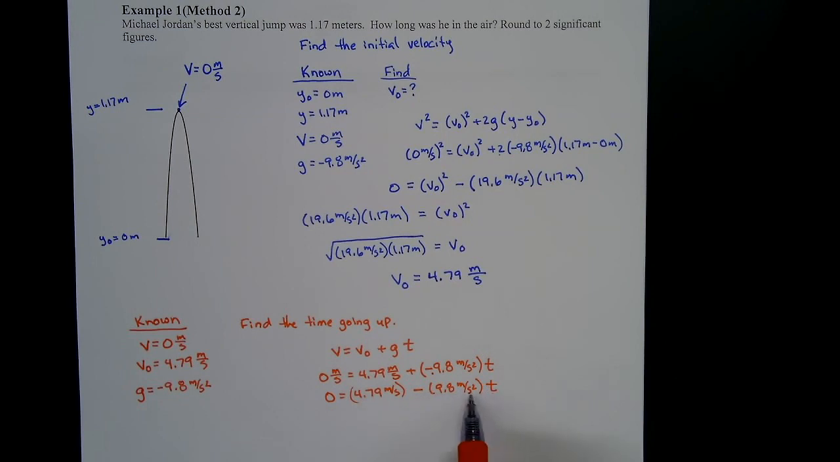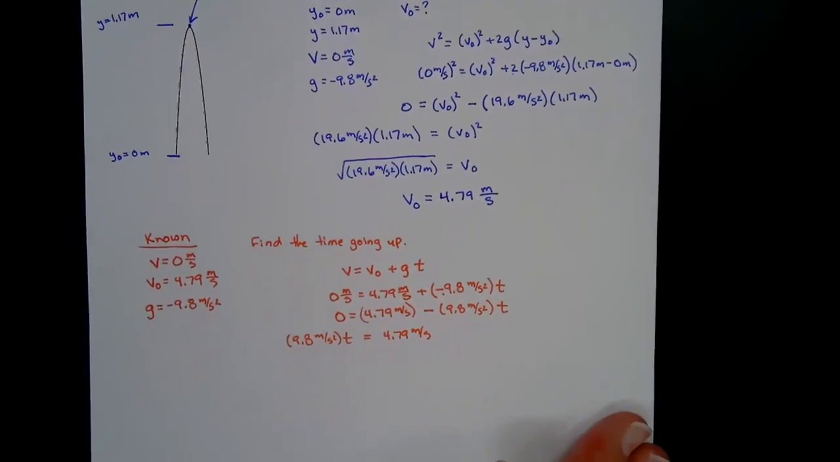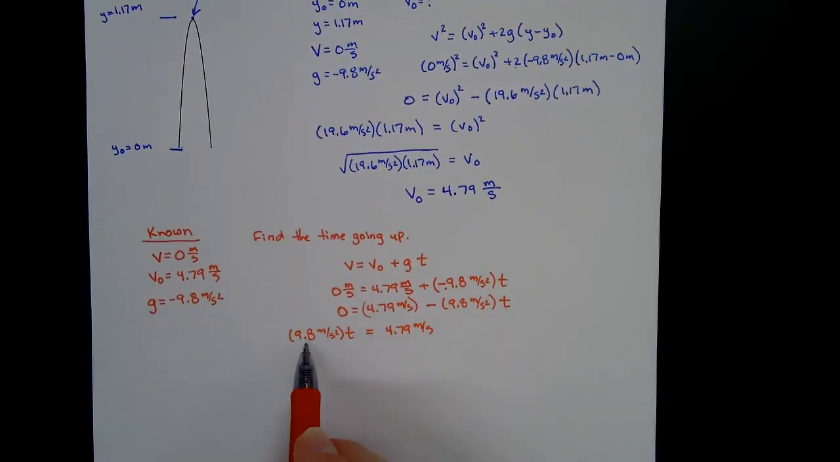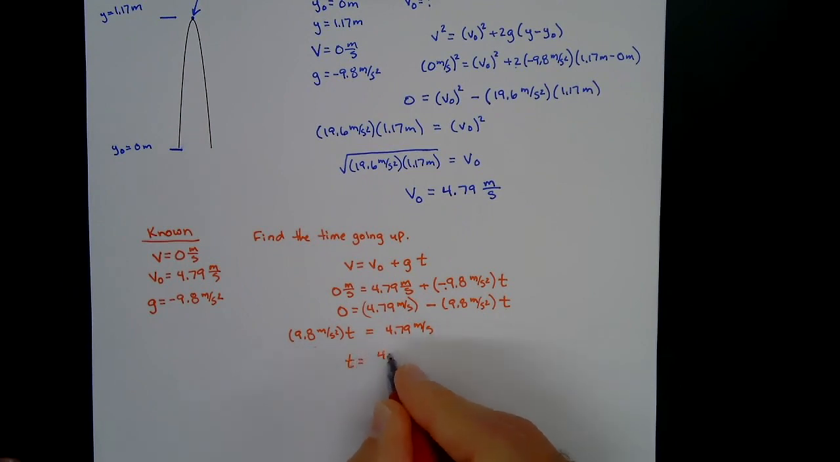Now, since I'm subtracting this product right here, I'm going to move it to the other side, and it becomes 9.8 meters per second squared times time, which is equal to 4.79 meters per second. So to get this time, all I need to do is divide both sides by the 9.8 meters per second squared, and I'll have it. So t is equal to 4.79 meters per second divided by 9.8 meters per second squared.